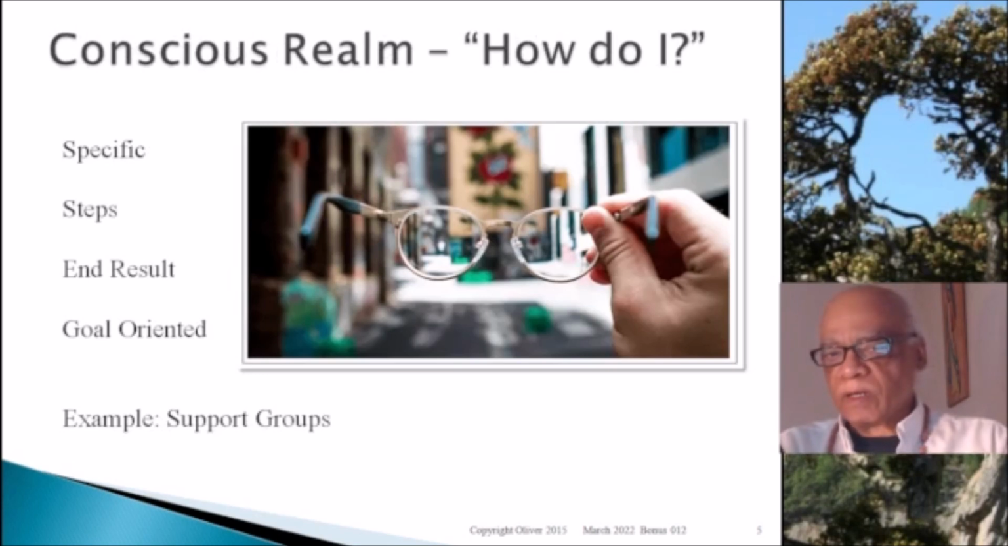So when we're in our conscious realm, we can ask questions on how do I do specific things? And we can get very, very detailed, specific step-by-step instructions. And they're very end result oriented. If you do these specific things, you will get these results. I sometimes like to think of them as being goal-oriented. And as I mentioned before, a support group is a really good example of that. You go to a support group with a specific issue that you need help with. And there's all kinds of support groups. It could be a friend. It could be a loved one that you go to.